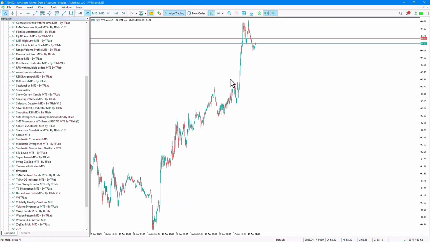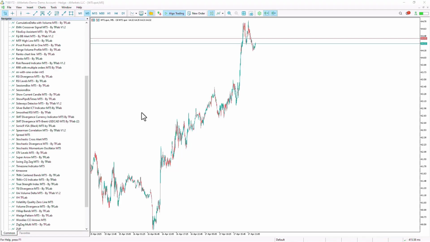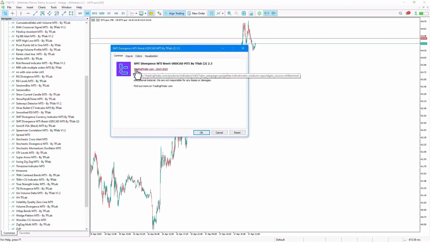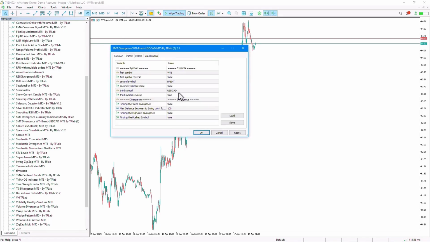From the Navigator section, we select the indicator file and execute the indicator by dragging the file onto the chart. Before running the indicator on the chart, from the Input section, we change the symbols that the indicator examines to match the symbols within the broker. In my broker, the first symbol, which is WTI, is set as WTI spot, and Brent is also set as spot.